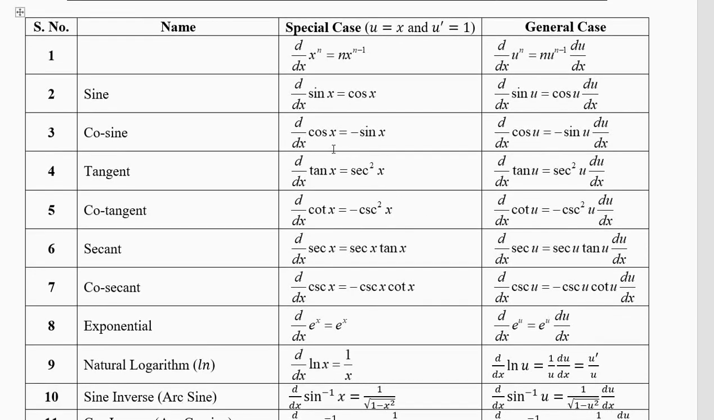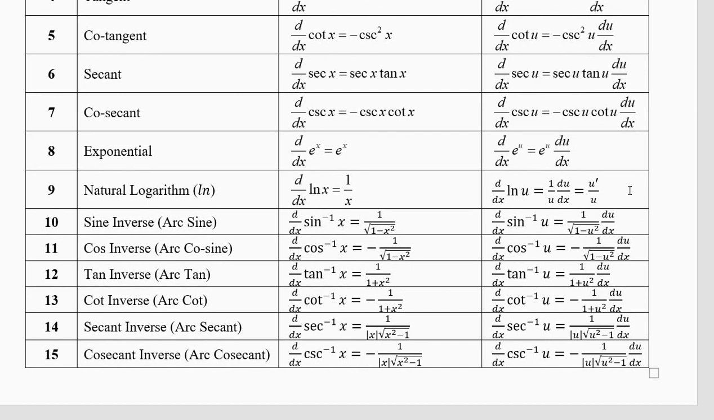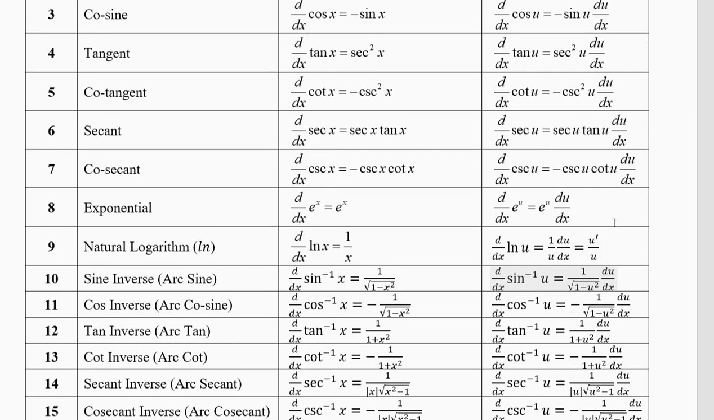Derivative of cosine is minus sine. Cos x transfers to minus sine x. Cos u will also, on differentiation, give you minus sine u, but du by dx is there. Please remember, in the last column you will be multiplying with du by dx in all of them, without exception.